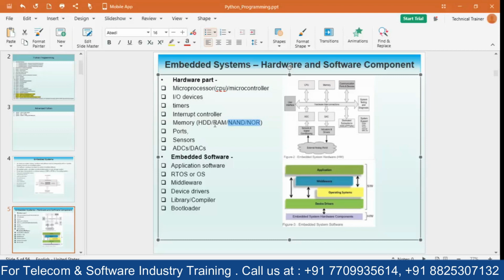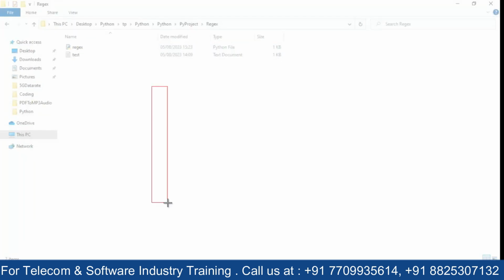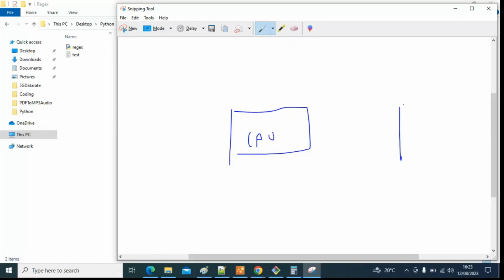So you must have memory and RAM. Suppose you're running a code from here. Let me take an example of how it works basically. You have the CPU here, and here you have, suppose, RAM.